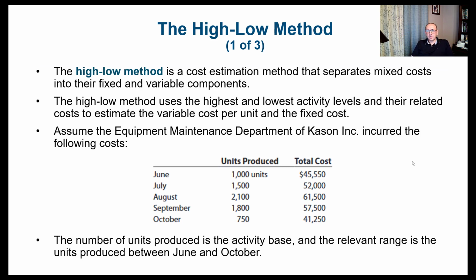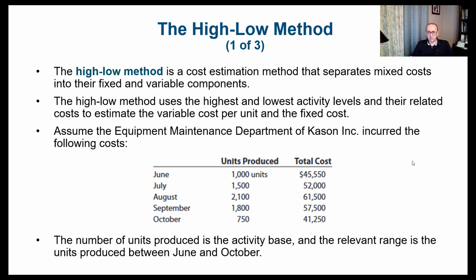Now we're going to be talking about a method used to calculate the fixed and the variable components in mixed cost situations. And this method is called the high-low method. So the high-low method is a cost estimation method that separates mixed cost into its fixed and variable components. That's the purpose of this method, to know what is the fixed portion and what is the variable portion. The high-low method uses the highest and lowest activity levels and the related cost to estimate the variable cost per unit and the fixed cost.